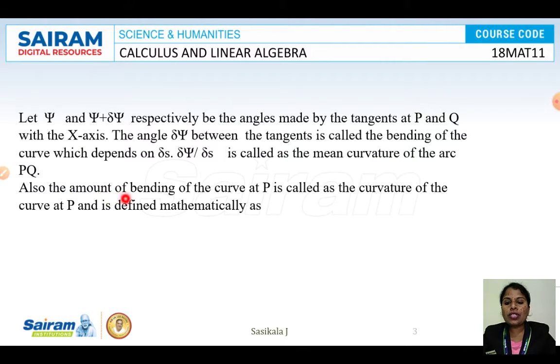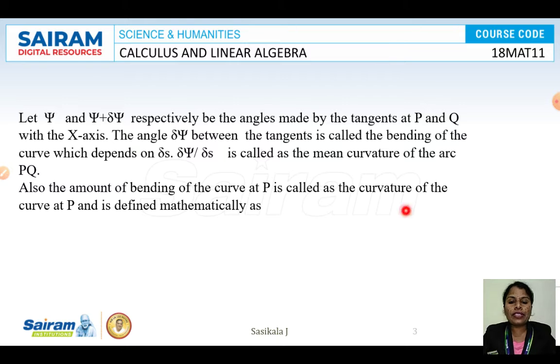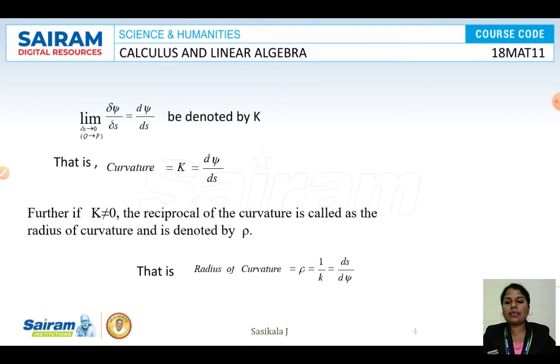And also the amount of bending of the curve at P is called the curvature of the curve at P, and is defined mathematically. In terms of the limit as delta S tends to 0, that means Q tends to P, delta psi by delta S is equal to d psi by ds and is denoted by K, which is the curvature. K is equal to d psi by ds.